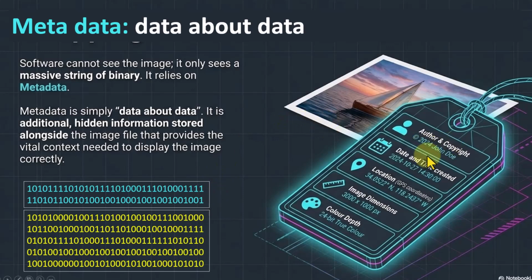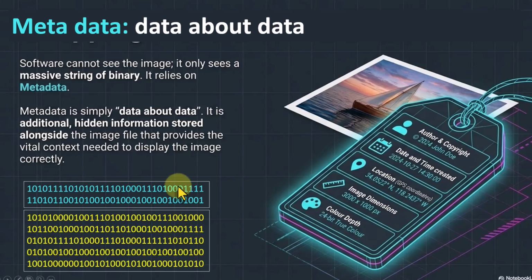So metadata is data about data. Software cannot see the image. It only sees a massive string of binary. It relies on metadata. Metadata is simply data about data. It is additional, hidden information stored alongside the image file that provides the vital context needed to display the image correctly. Okay, so I hope you have understood that.